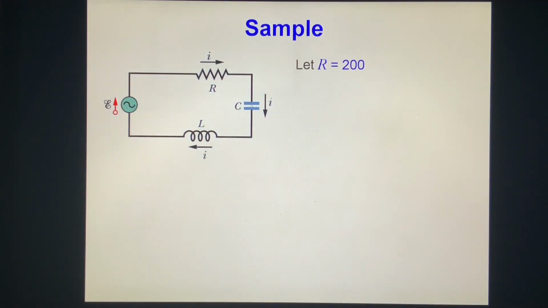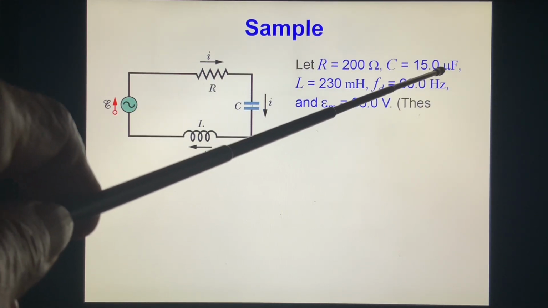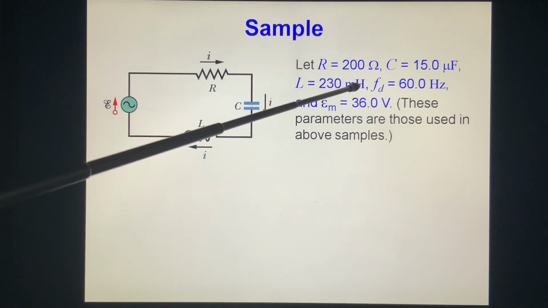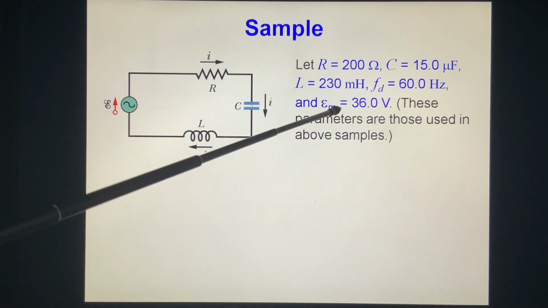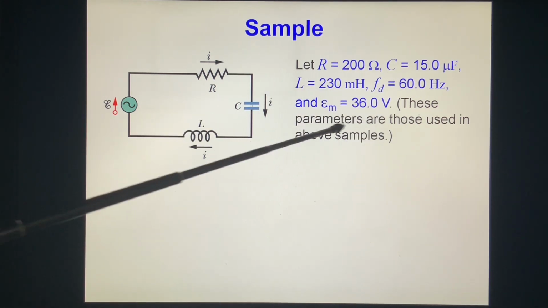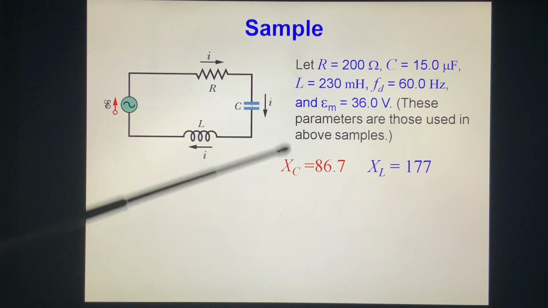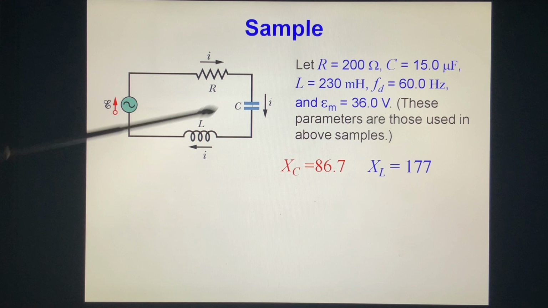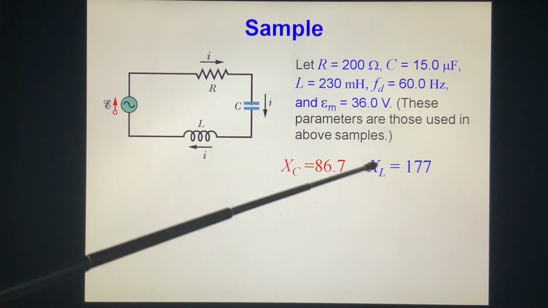Sample. Let R equal 200 ohms, C equal 15.0 microfarads, L equal to 230 millihenries, f equal to 60 hertz, and epsilon equal to 36.0. These parameters are those used in the above samples. So we already calculated XC equal to 86.7 and XL equal to 177. XC is 1 over omega C. XL is omega L.